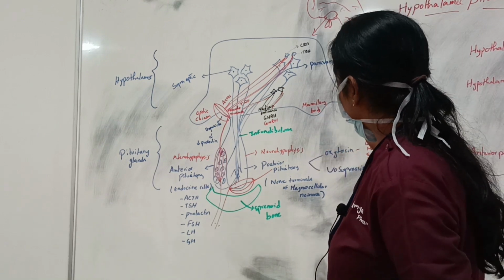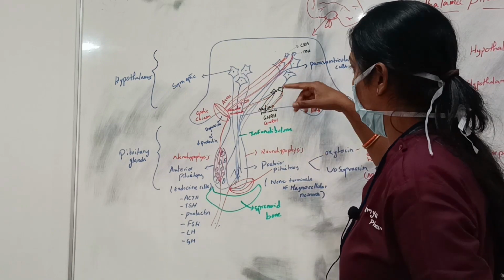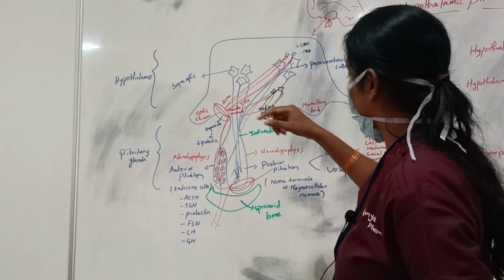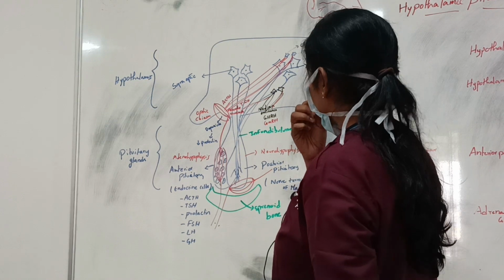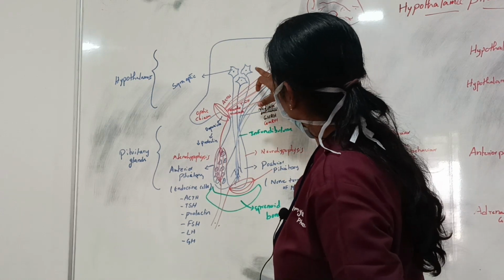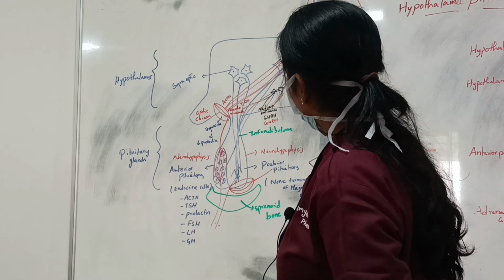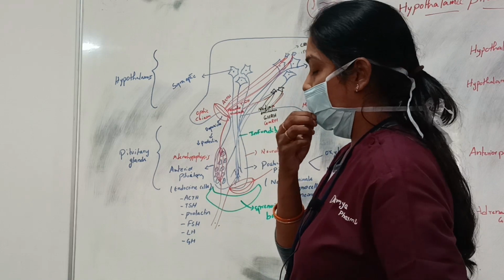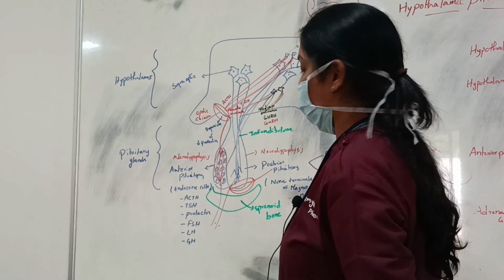These are magnocellular because they are big in size. These neurons are big in size, and when it comes to supraoptic neurons and paraventricular neurons, they can release either oxytocin hormone or vasopressin.